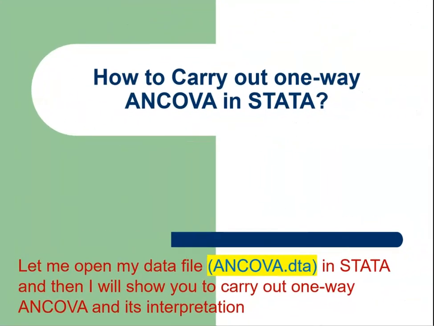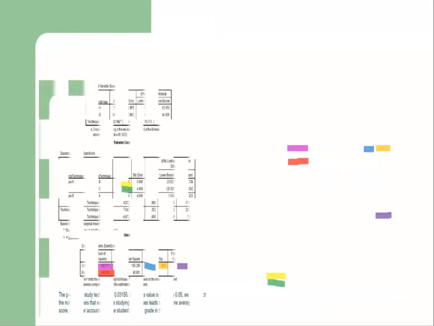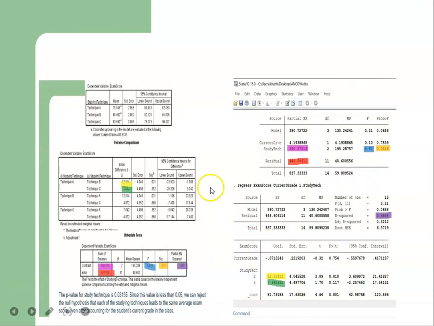here in the slide, and on the left hand side, these are the results from SPSS, and these are the results from STATA, and that analysis was used for the other data that I told you earlier about exam score and about the current grade and the studying techniques. So I just compare the results from SPSS and STATA. So you see, this is the difference between the adjusted means.